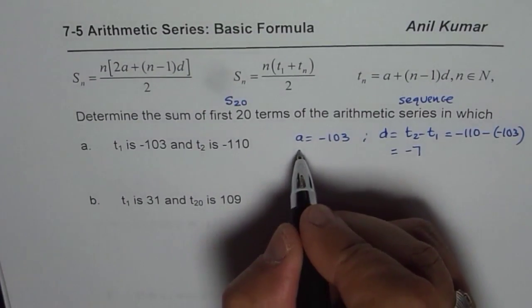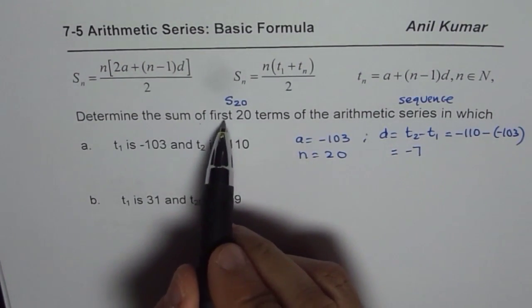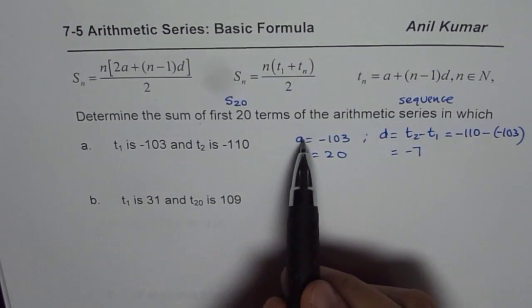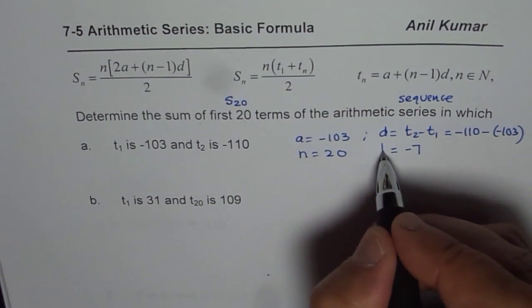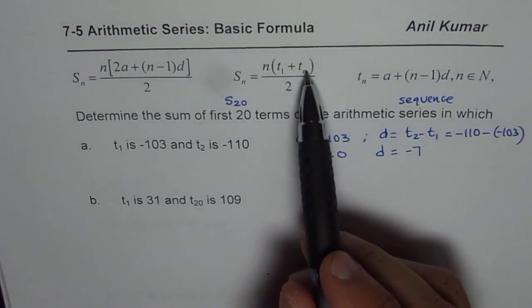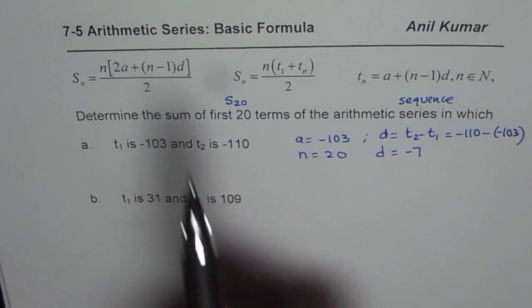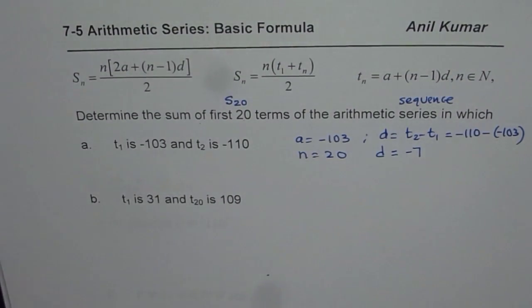You know n is 20 since you want to find the sum of first 20 terms. Now knowing a, n and d, which formula should you use? Since you do not know the last term, you have to use the first formula, right? a, n and d. So use the first formula, get your answer.